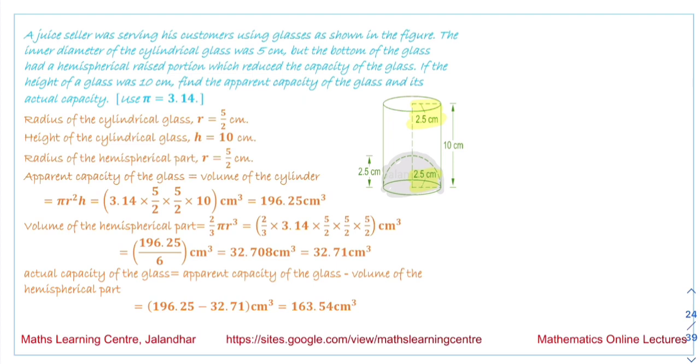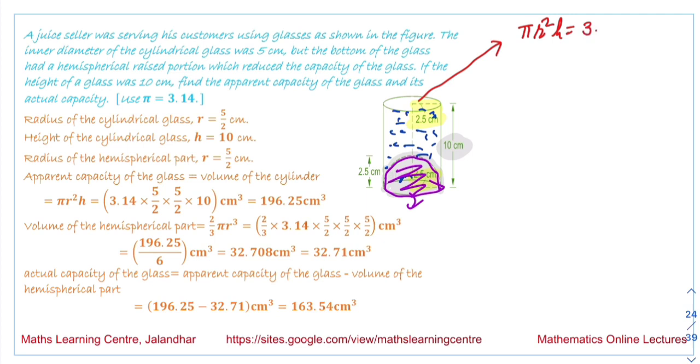So now the capacity of the glass means we are talking about the fluid in this much portion only. So the capacity is reduced by whatever the volume of this sphere is, the capacity is reduced by this much part. If the height of the glass was 10 centimeter, find the apparent capacity of the glass and its actual capacity. So the apparent capacity that we will have is the volume of this cylinder. The volume of the cylinder has the formula pi r square h, where the value of pi we have to use is 3.14.